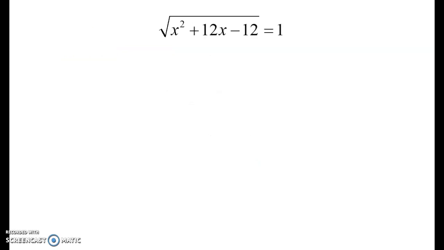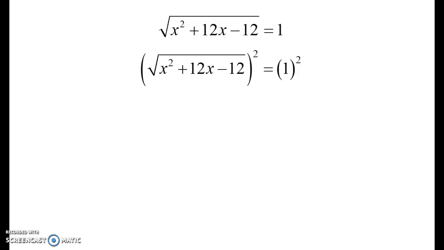You can also have quadratics inside your square root sign. This is already isolated, so you don't need to do anything before you take that first step of squaring both sides. The squared and the square root will cancel themselves out, and you just square the 1 on the other side of the equation. So you'll have x squared plus 12x minus 12, and that equals 1. In this case, we have to get this to be a quadratic equation, which means it has to be set equal to 0. So we subtract the 1 to the left, and we get this as our quadratic.